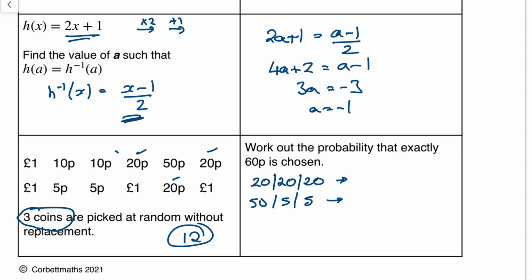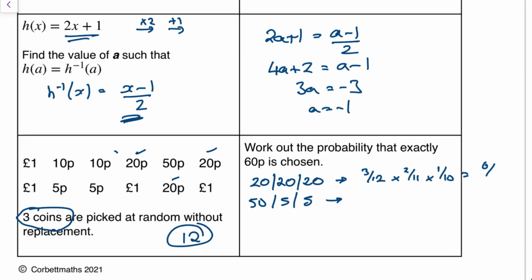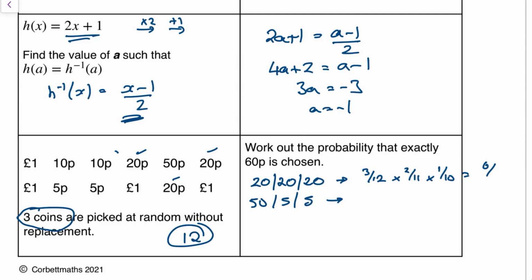So therefore the first coin being picked being a 20, it's 3 20s available divided by the 12 coins. Then it's 2 over 11, 1 less 20, 1 less coin, and then it's 1 over 10. So if I multiply this out, 3 times 2 is 6. And I'm going to keep this without simplifying, and you'll see why. So 12 times 11 is 132, and then times that by 10 is 1320. So far, so good. Now this is a tricky one. So let's do the first bit.